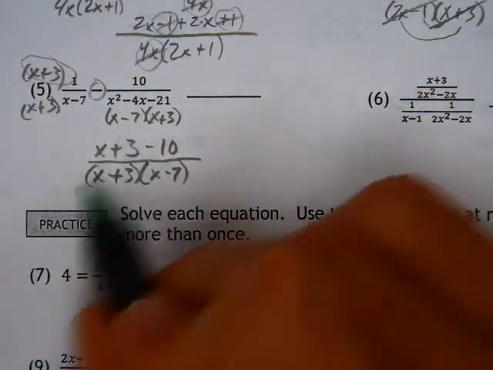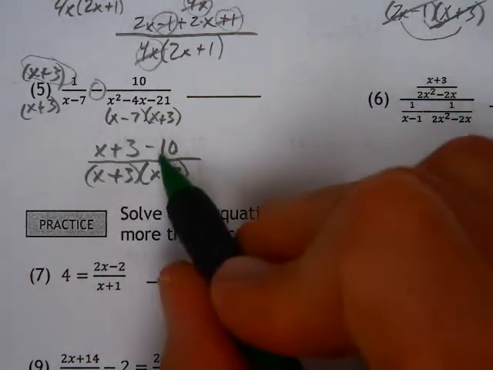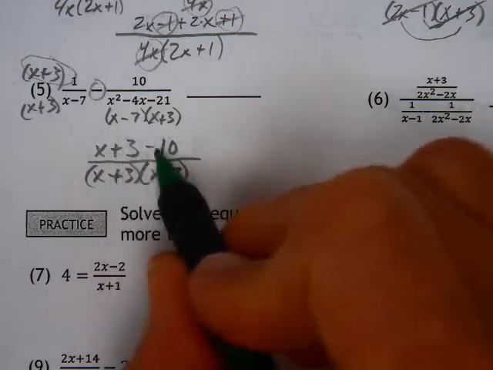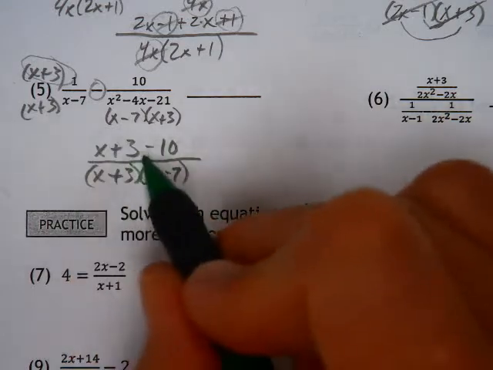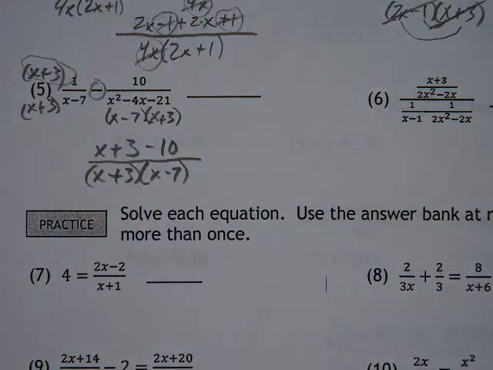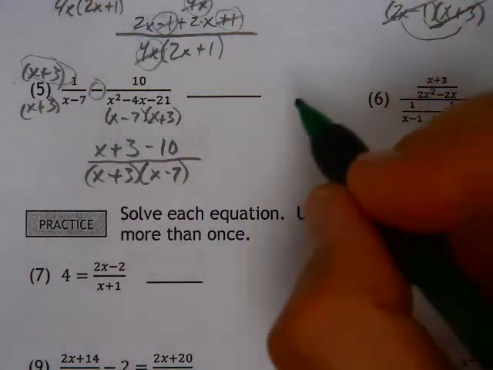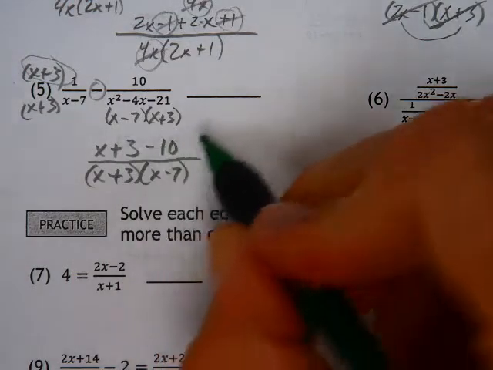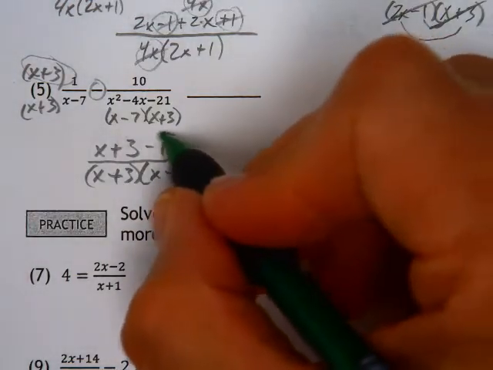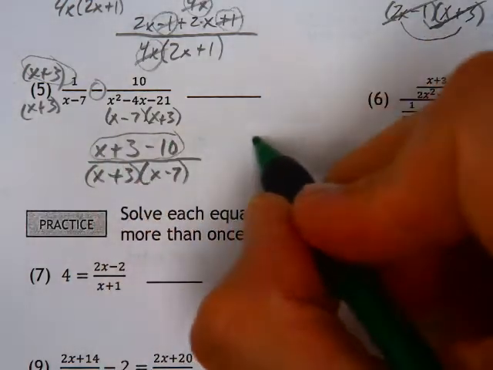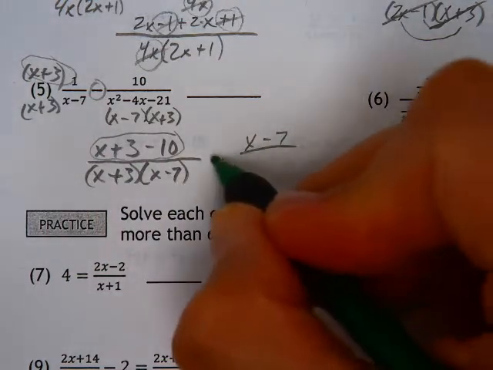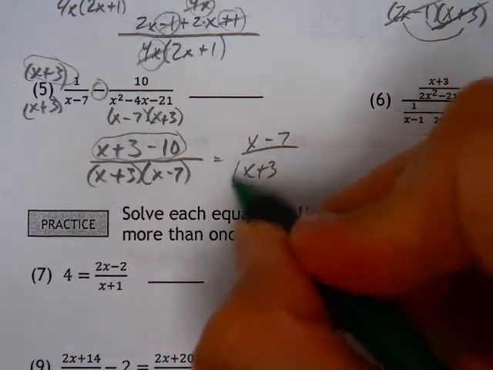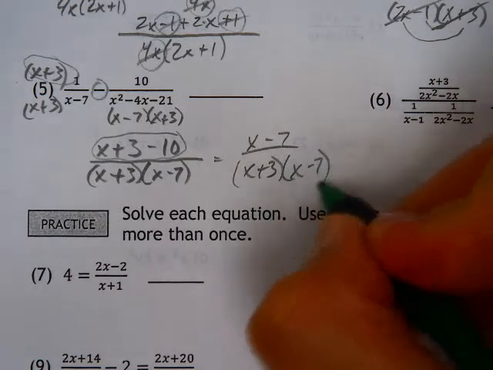Some of you are going to look at that and try and cancel it, but you can't. Okay? It's connected by plus or minus, and you have unfinished business to take care of up top here. So don't try and reduce something that should absolutely not be reduced. I've got a 3 minus 10. That's actually a negative 7. So when I simplify this, I get x minus 7 over x plus 3, x minus 7.